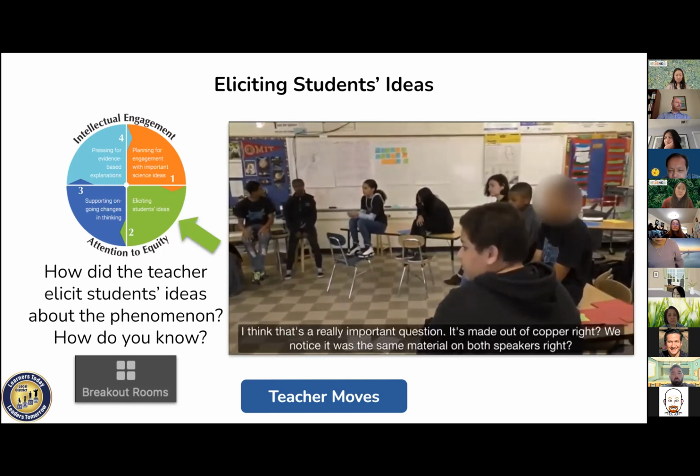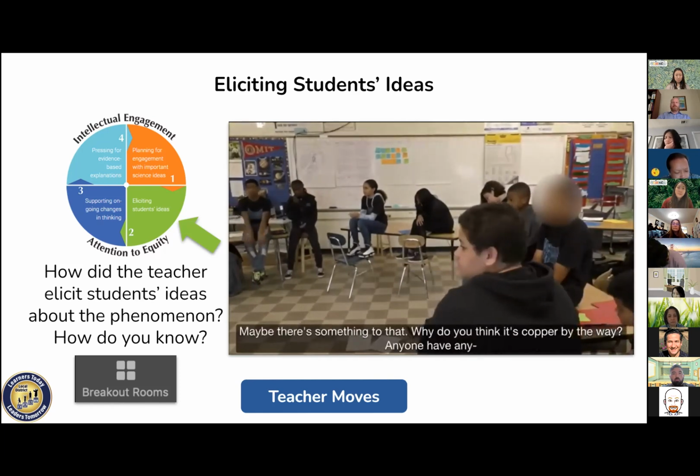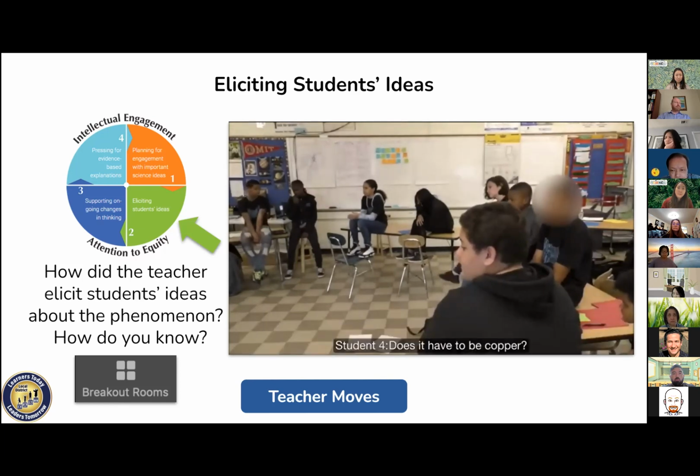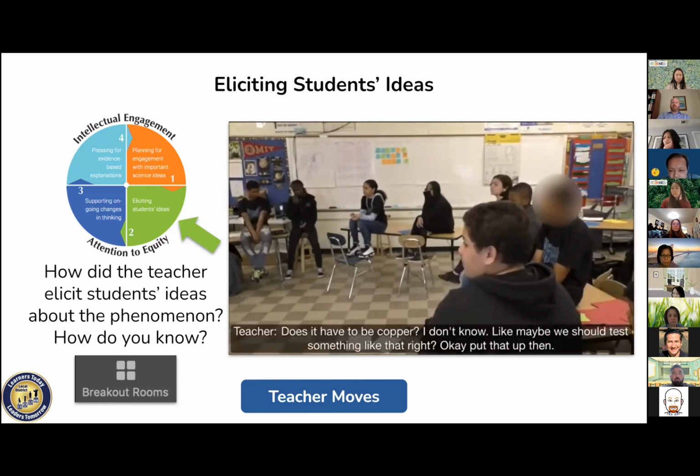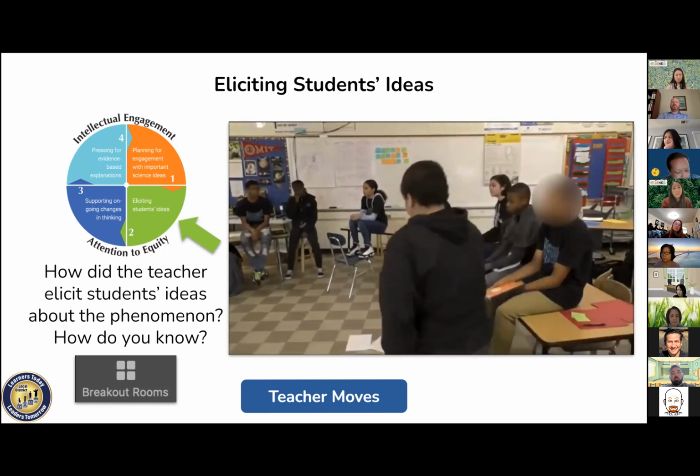I think that's a really important question. It's made out of copper, right? We noticed it was the same material on both speakers, right? Maybe there's something to that. Why do you think it's copper, by the way? Anyone have any? Does it have to be copper? I don't know. Like maybe we should test something like that, right? Okay, put that up there.